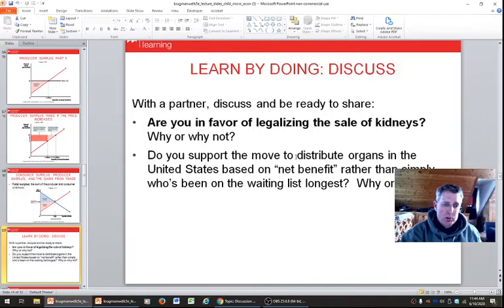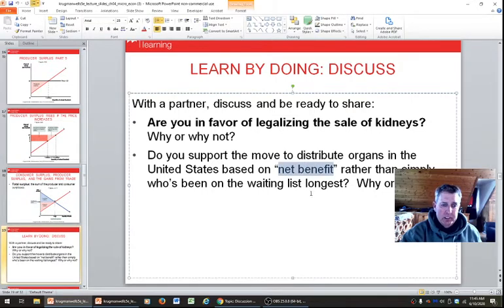Do you support the move to distribute organs in the United States based on net benefit rather than simply who's been on the waiting list longest? Why or why not? Well, what the hell does that mean, net benefit? That sounds subjective.